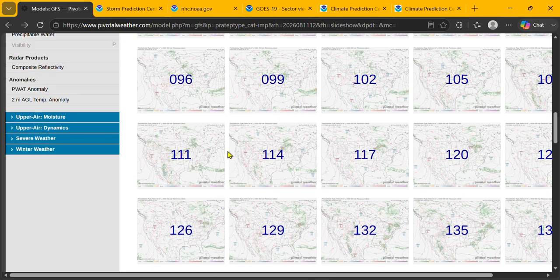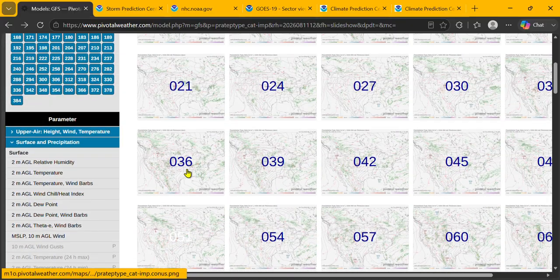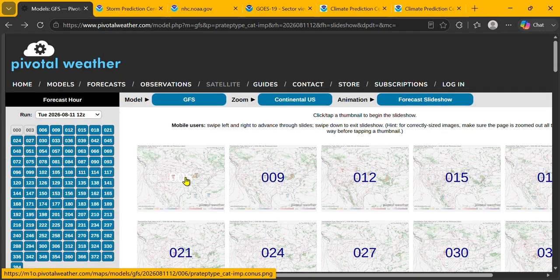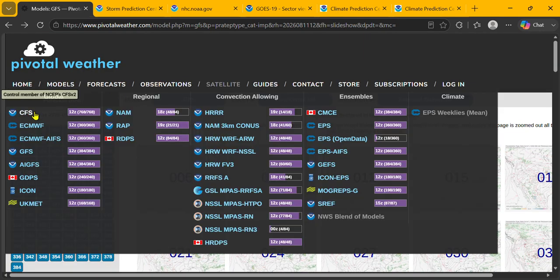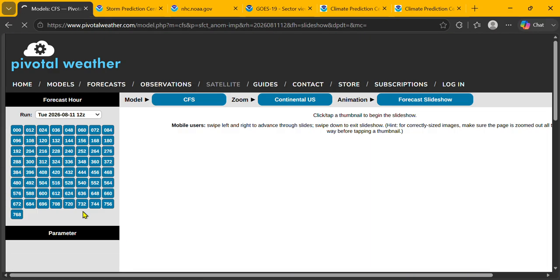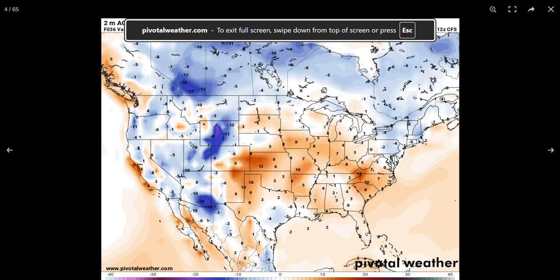Towards the end of August and then towards the beginning of September, I suspect a cool down for the eastern United States and the central states. So hopefully that does happen. So the temperature stuff, let's look at the CFS, the temperature anomaly. Let's take a look at this, see what it says.